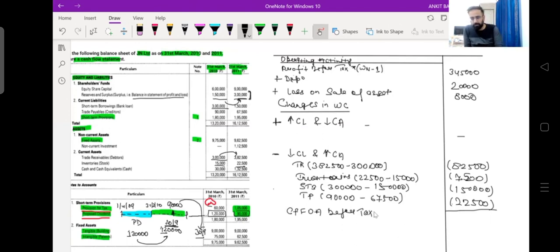And let's see what is the total amount. So it will be 3,45,000 plus 20,000 plus 8,000 and minus 82,500 minus 7,500 minus 1,50,000 and 22,500. So this is the cash flow from operating activity before adjustment of tax. So this will be 1,10,500.